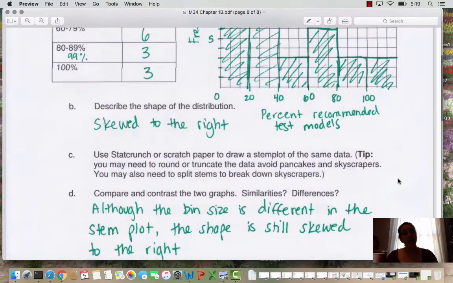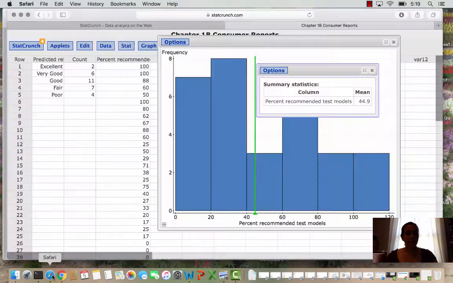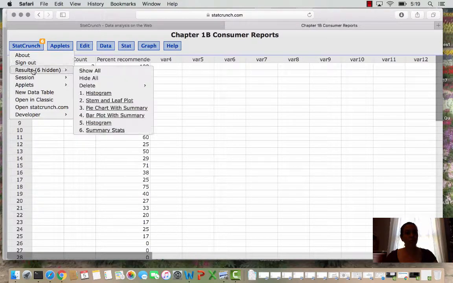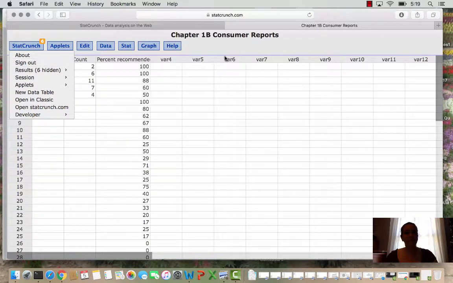Now we want to draw the stem plot, and we can do that using StatCrunch or drawing it by hand. So let's go look at how we do it in StatCrunch. I'm going to exit out of these, and remember, they're not gone, they're just over here under StatCrunch results, so you can always open things back up.